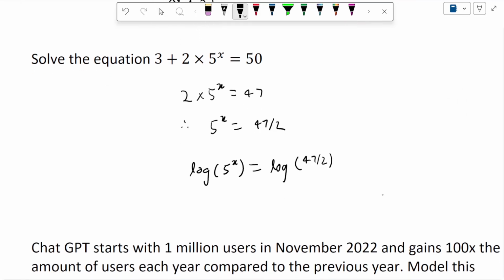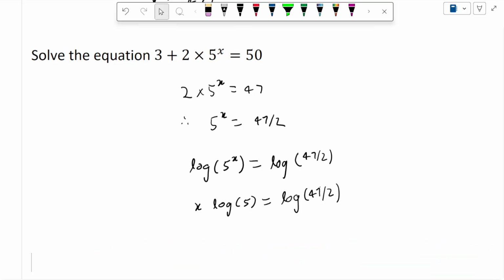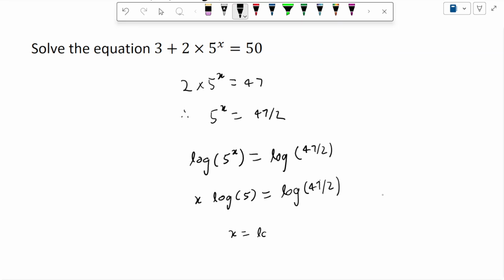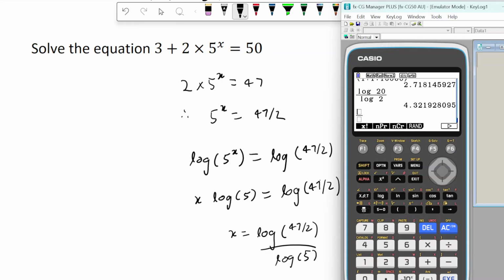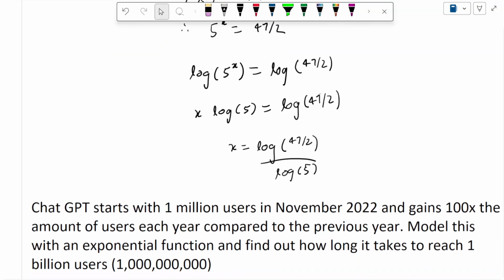And so you can pull the x out the front. So x times log of 5. This is just your log law there. And this is log of 47 over 2. And then we can divide by log of 5. So x is log of 47 over 2 all over log of 5. And I guess you could get an approximate for that in your calculator. So if we do that, we're going to have log of 47 over 2 all over log of 5. And we're going to get 1.96.